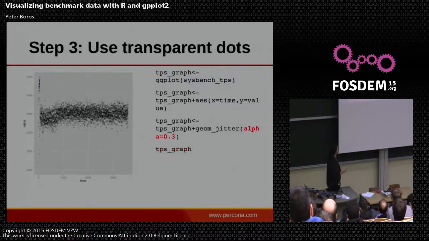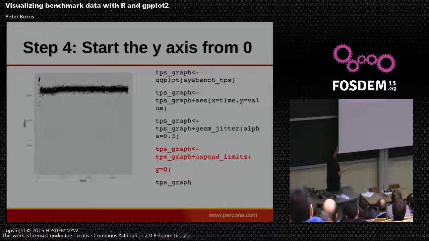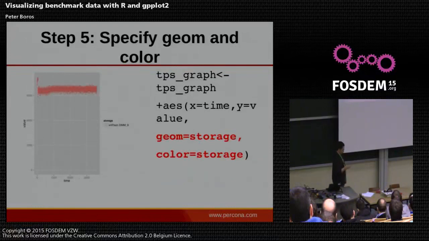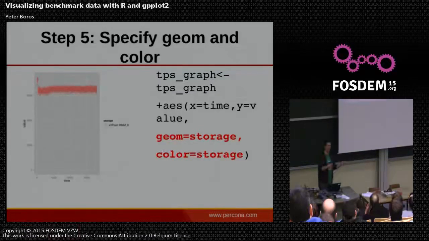Next, this seems inconsistent at first, but it's only inconsistent because R auto-detected the axis. So you can use the expand limits function to set the start of the y-axis to 0, which will yield this graph. And you can specify a geometry and a color, where we specified the storage column from the data frame. It doesn't matter what you specify as color. If something is a different text or a different number, it will be assigned a different color, and that's it. And this automatically generates the legend.